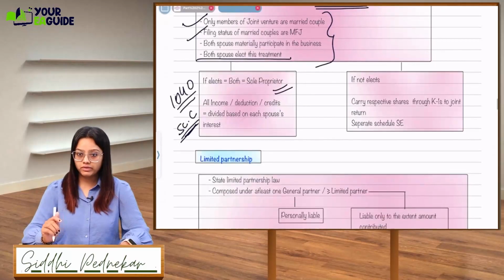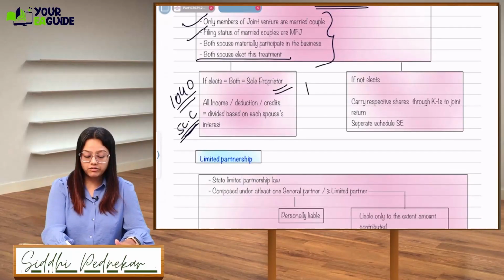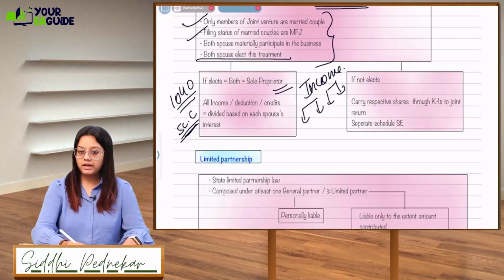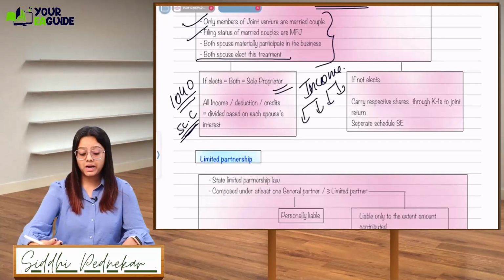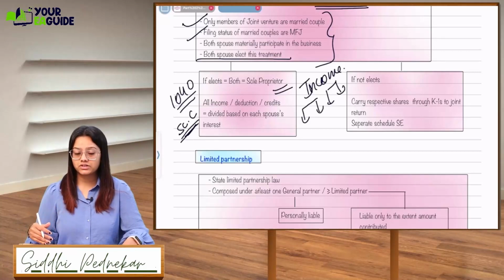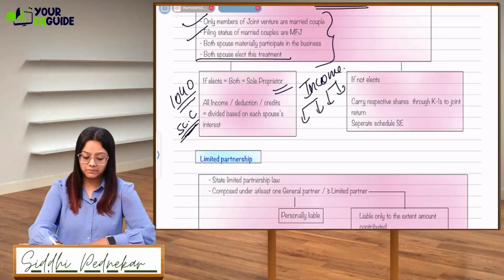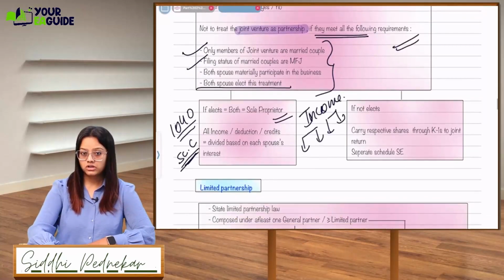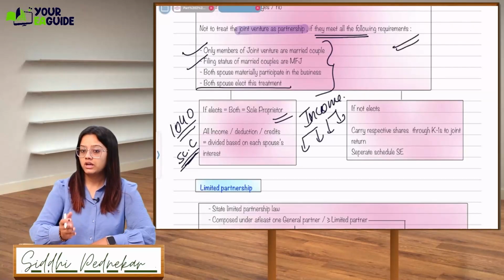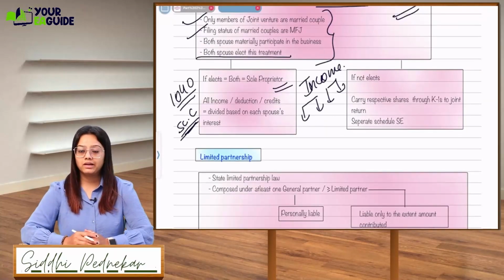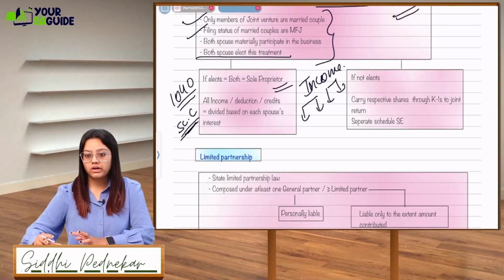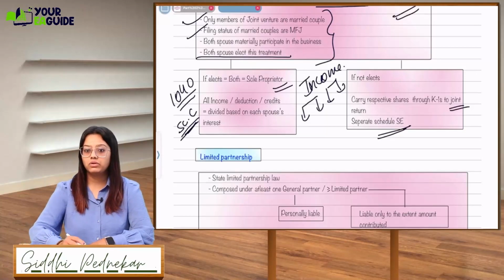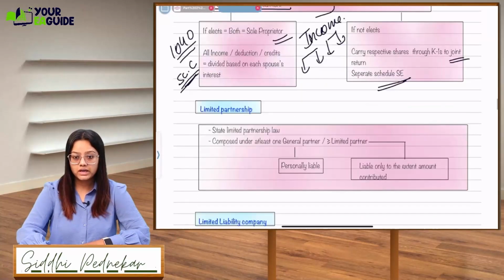Everyone knows, right, those who have done the regular class, that wherever there is income of a partnership firm, it will be distributed among the partners, and it is necessary to issue a K1 to each and every partner, so that those partners can pay the taxes in their individual tax return. The partnership firm is not going to pay the tax. That is why it is called a pass-through entity. If they do not make this election, treating it as a joint venture, then they will carry the K1 share in the joint return, and a separate Schedule SE will be created. Okay, next is limited partnership.